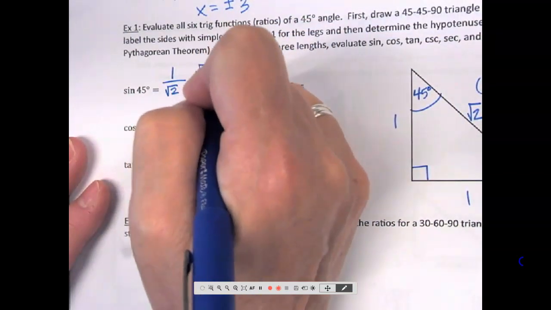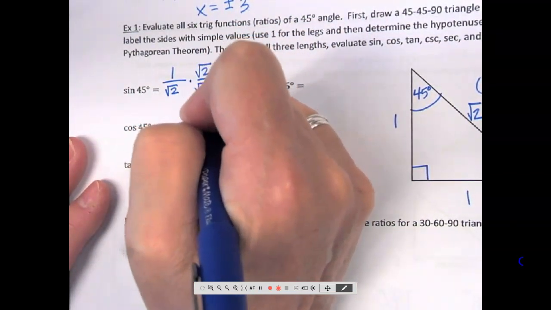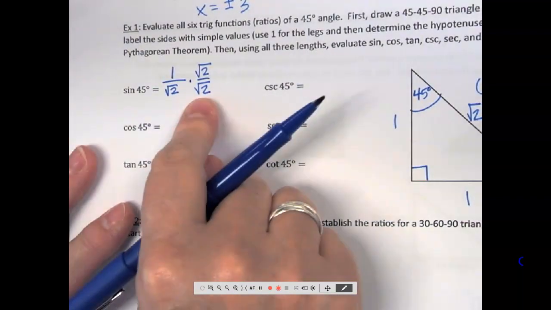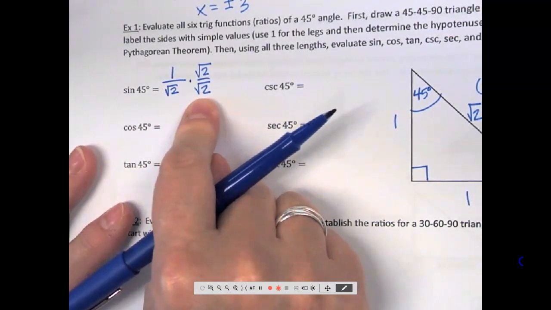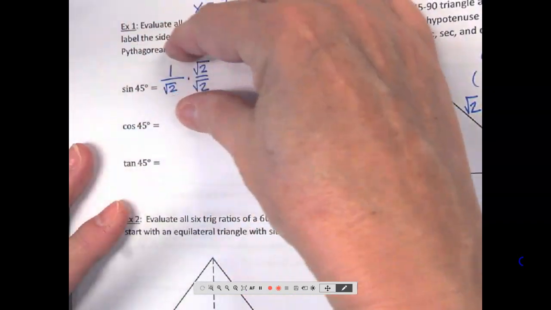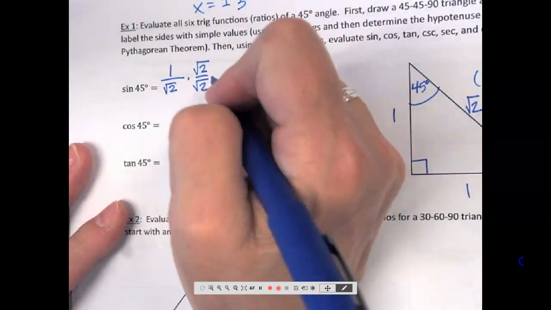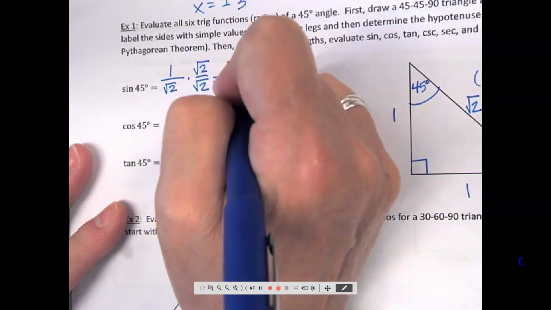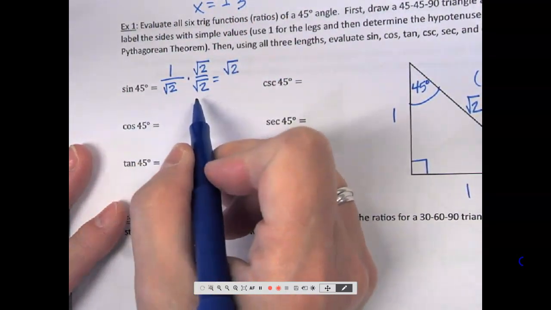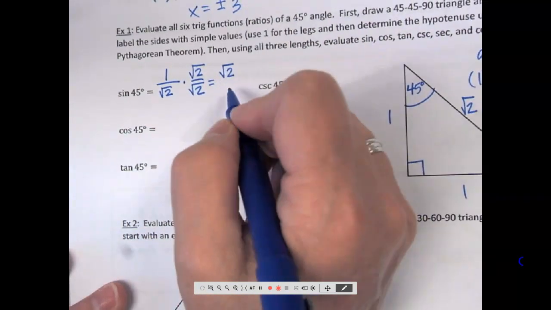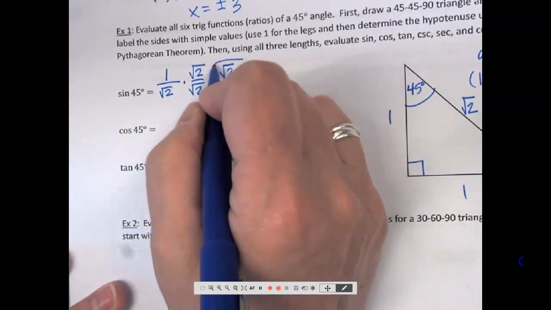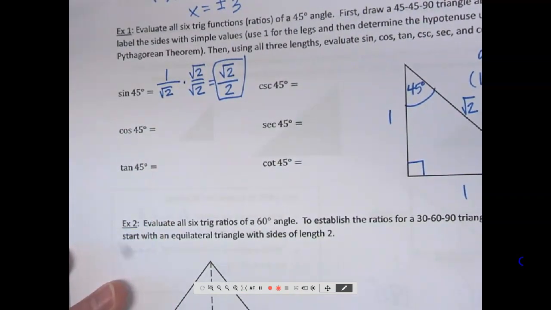Yes? Maybe? I'm going to multiply by that fraction. What does that fraction equal? 1. So I'm not changing the value of it. When we multiply fractions, we go straight across. So 1 times square root of 2 is square root of 2. What is square root of 2 times square root of 2? Yeah, square root of 4, which is plain old 2. So that would be the sine.